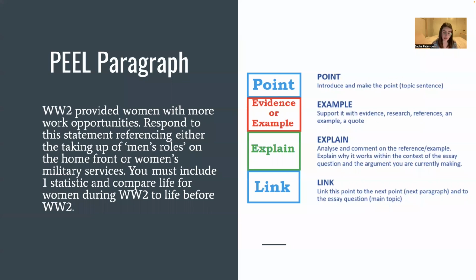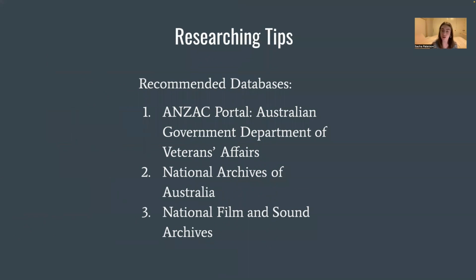We have discussed the importance of good and reliable research. And as a reminder, I have created a list of the top 3 online databases that are great for finding a wide range of primary and secondary sources. These include the Australian Government's Department of Veterans Affairs, their ANZAC portal. It also includes the National Archives of Australia, as well as the National Film and Sound Archives. You do not have to use these databases, but they are really useful and come highly recommended.